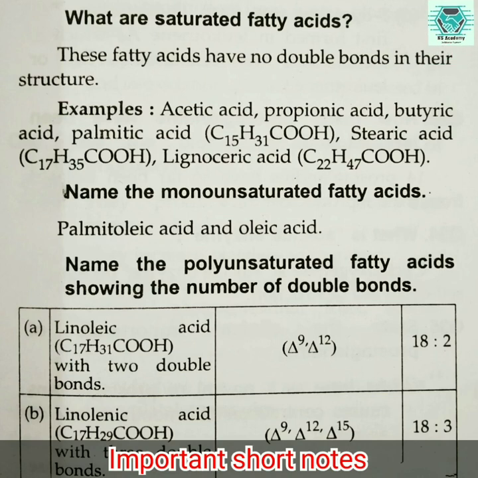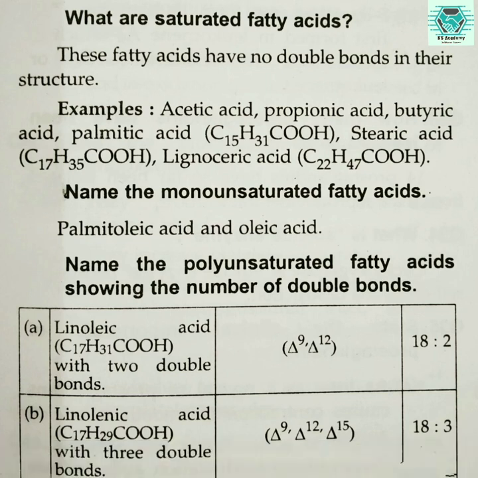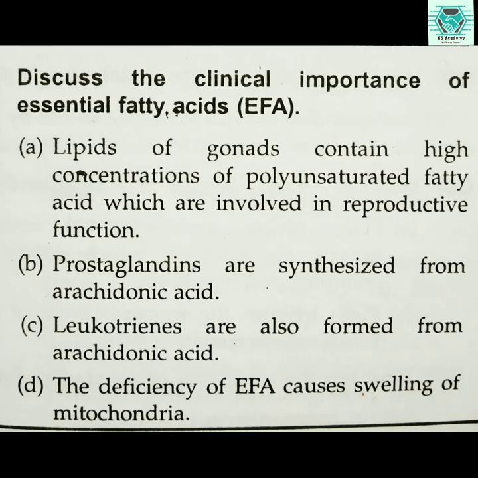So saturated fatty acids. These fatty acids have no double bonds in their structure. For example, acetic acid, propionic acid, etc. Name the monounsaturated fatty acids. The examples are palmitoleic acid and oleic acid. Name the polyunsaturated fatty acids, like linoleic acid and linolenic acid.